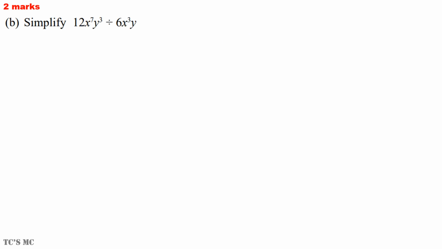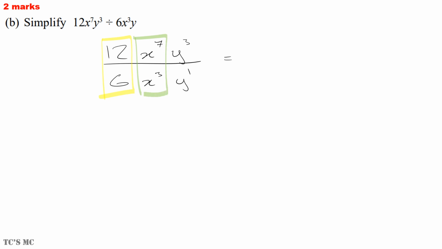Simplify the following. To start with, I'm going to write it out as a fraction. So 12x to the 7 y cubed all over 6x cubed and then y to the power of 1. When I divide, I'm going to do each part separately. So I'm going to do this part separate to this part, separate to this part.